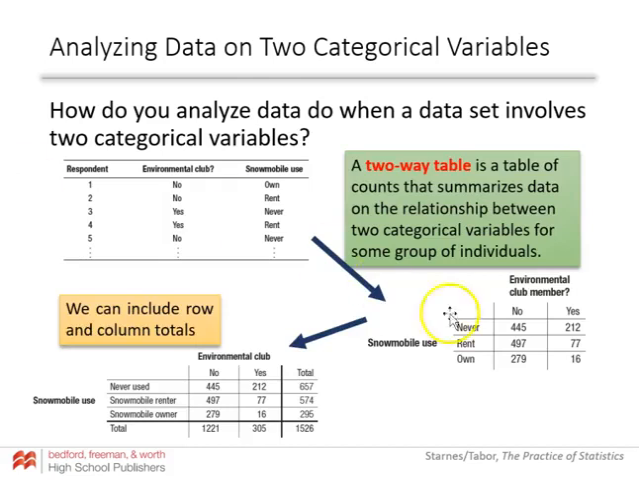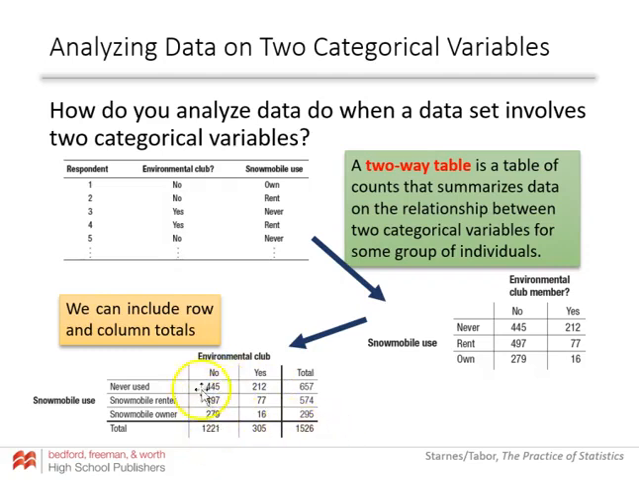All right, so we make this little table. And in here, we would count how many people are not a member of environmental club and never use a snowmobile. And that's what goes there. Not an environmental club, rent a snowmobile. Not an environmental club, own a snowmobile. So we just have those numbers, and it's usually pretty helpful to go ahead and put totals. So we put the total across the row. So 445 plus 212 is 657. And then we also put the total down the column. So we add these 3 numbers together.